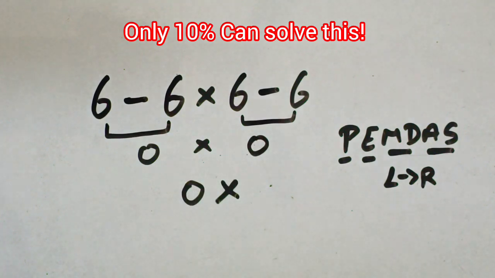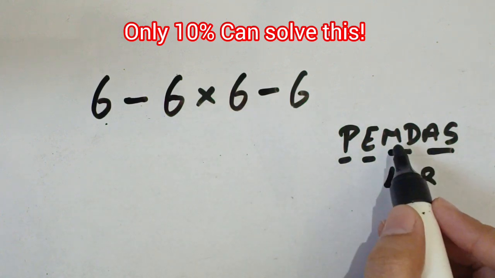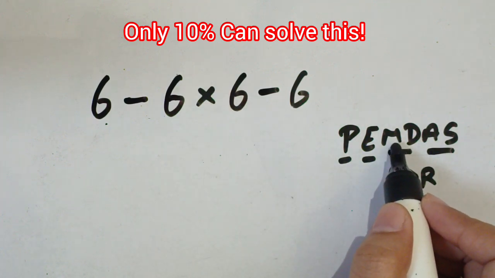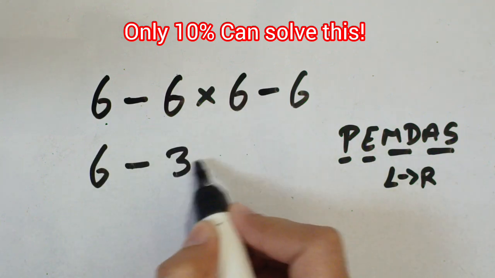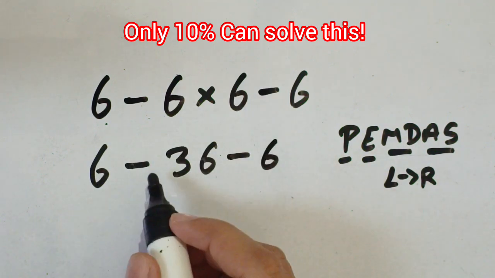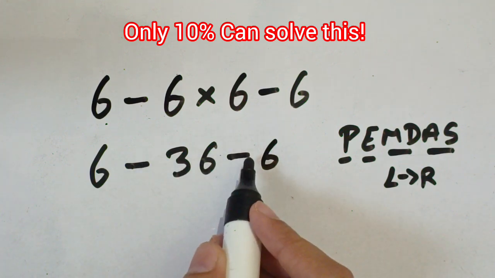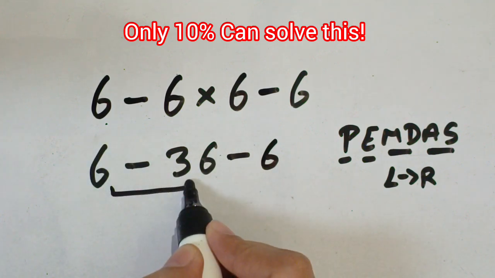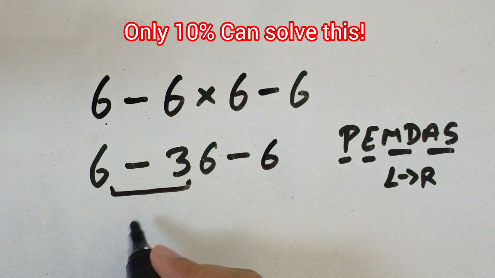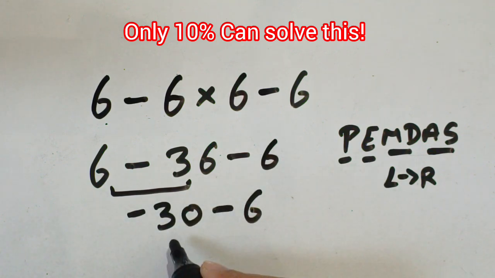Let's solve this. So here subtraction and multiplication are there. So first we will solve the multiplication part. So 6 minus 6 6s are 36 minus 6. Then here both are subtractions. If more than one subtraction is there, we go from left to right. So first we'll solve this. 6 minus 36 is minus 30, minus 6. So the correct answer is minus 36.